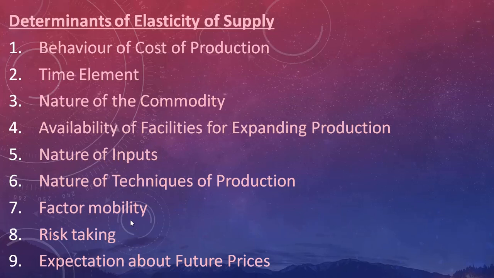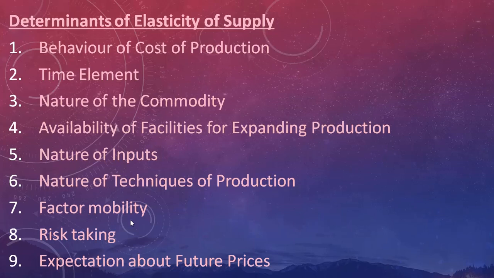Now factor mobility. By factor mobility, we are actually referring to the mobility of factors of production, whether the factors are mobile or not. Land cannot be moved from one place to the other place, isn't it? But labor, capital, and organization can be shifted from one place to the other place. So it depends upon the factor mobility also. If the factors are mobile, supply will be high. If the factors are not mobile, supply will be constricted, it will be limited.